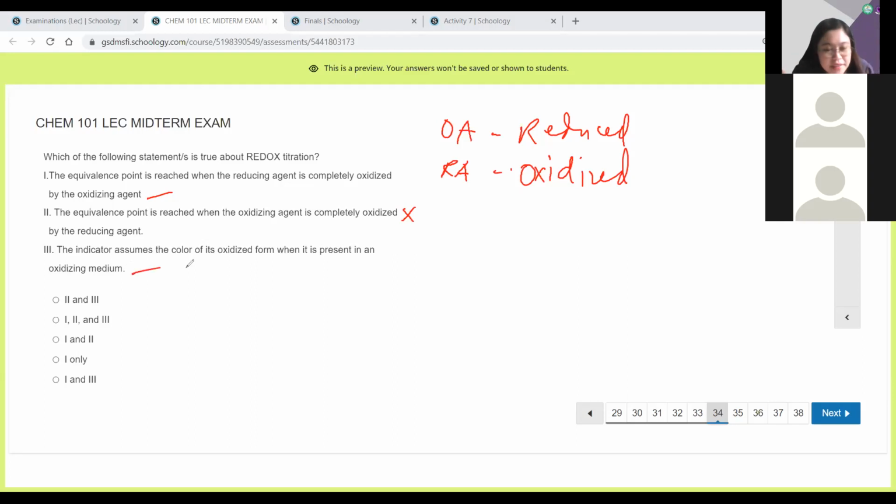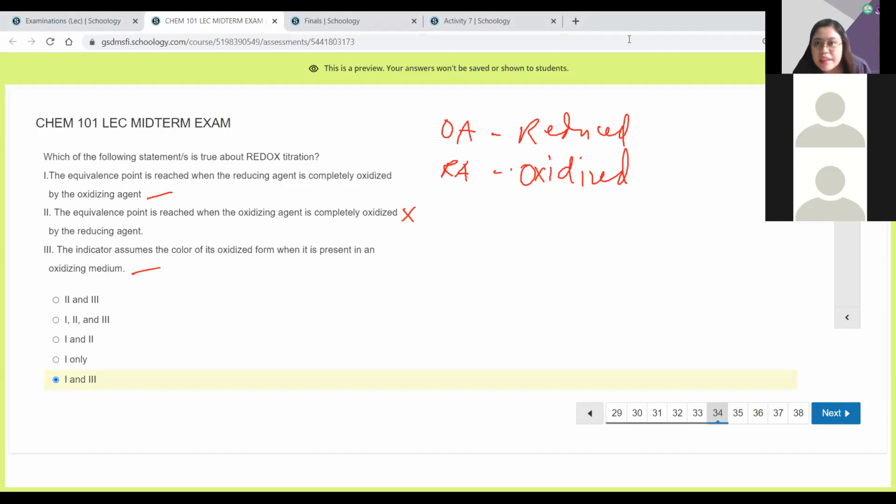For acid-base titration, meron tayong indicators na mag-change ng color pag nag-change ang pH, kung magiging acidic siya or magiging basic. But for redox reaction, class, the color change of the indicator is dependent whether it is oxidized or reduced. So 1 and 3 ang answer natin here. Where is 1 and 3? This one. The last one.